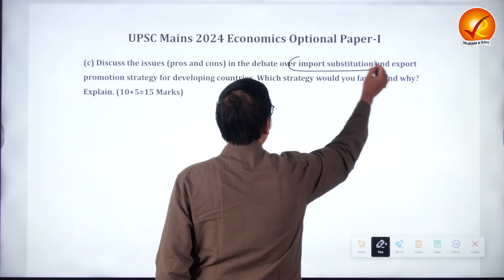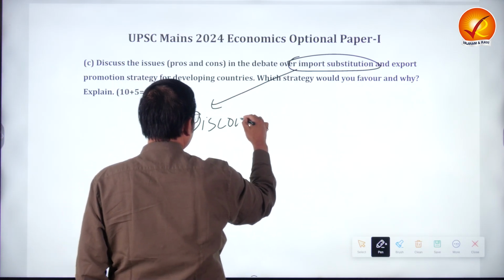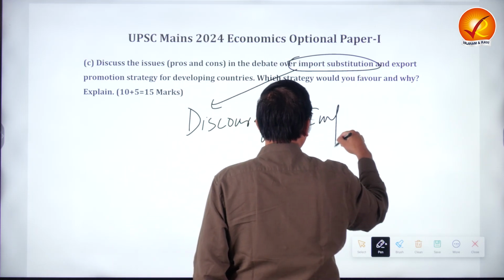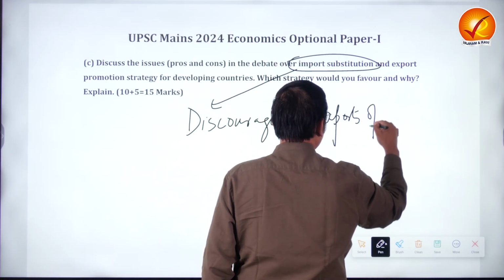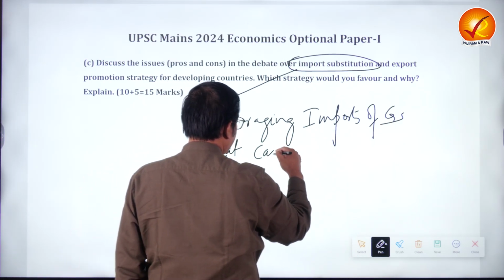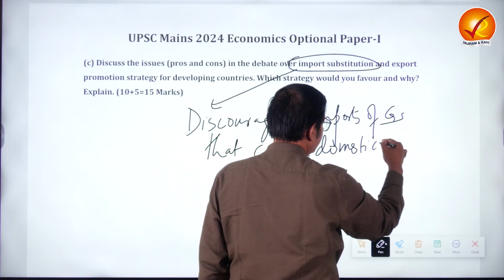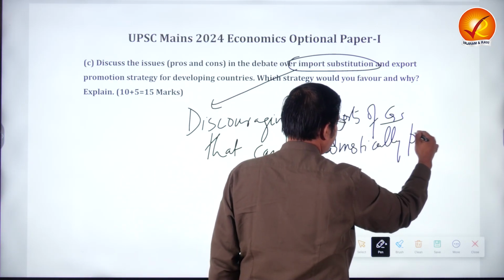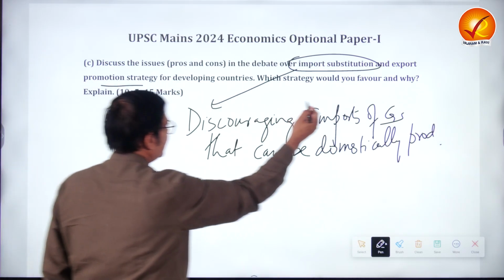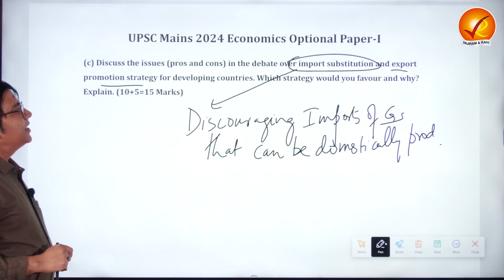Import substitution means discouraging imports of the goods that can be domestically produced. You should know the meaning, etc. Export promotion is clearly about promoting the exports, as you can see that.